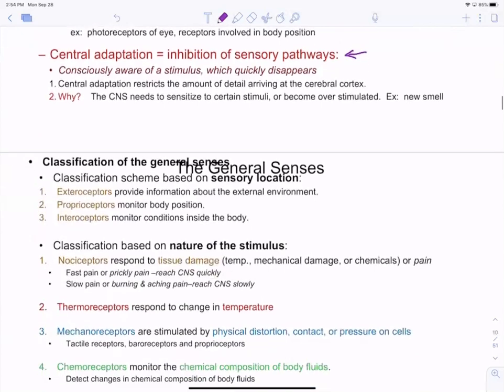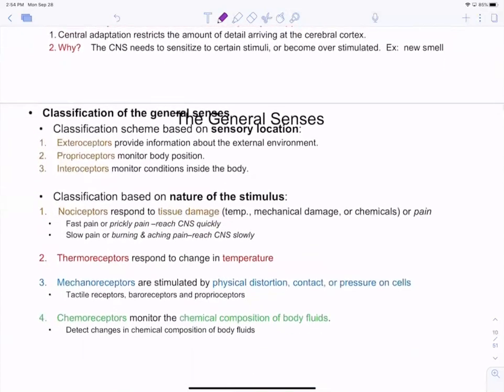So that's central adaptation. So general senses can be classified based on location. So they can be external, internal, or proprioception. Again, that's muscles, muscle length, tension in tendons, joint angles. That's proprioception. Or it could be classified on the nature of the stimulus that it responds to. So nociceptors respond to tissue damage, right? So mechanical damage, severing the receptor end, burning the receptor end, or having it be freezing cold. They're responding to chemicals. They respond to pain, basically pain.